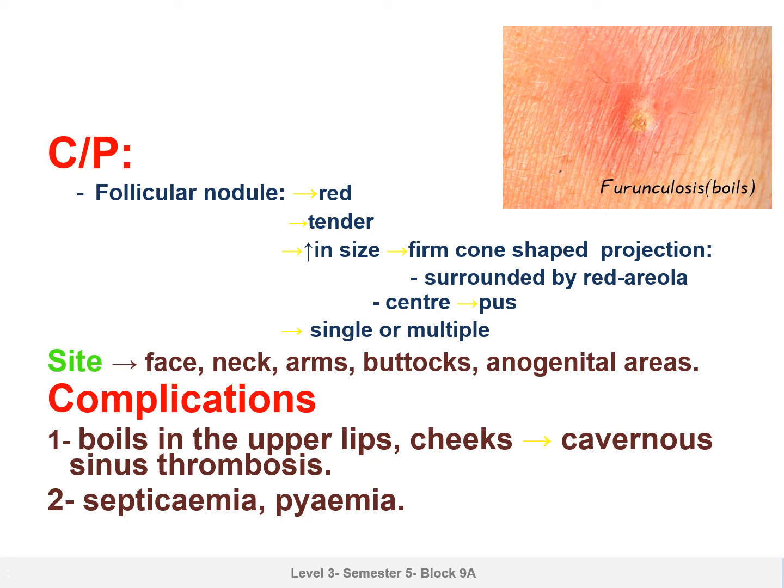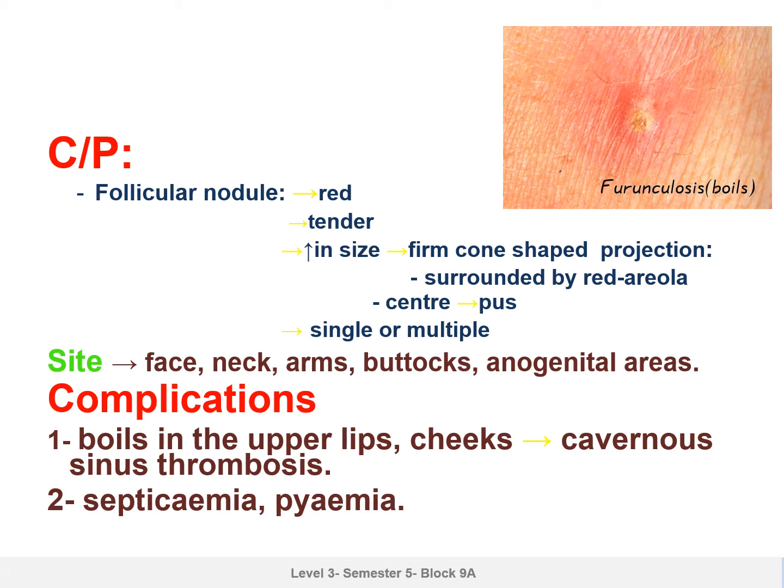Complications of boils include, if the boil is present in the upper lip or cheeks, it can be complicated by cavernous sinus thrombosis. Severe cases or immunocompromised patients can be complicated by septicemia and bacteremia. So you must treat any patient presenting with a furuncle, especially in these sites and in this situation.